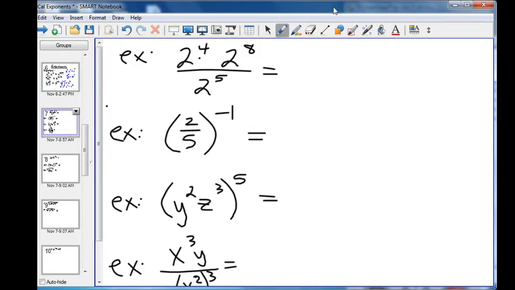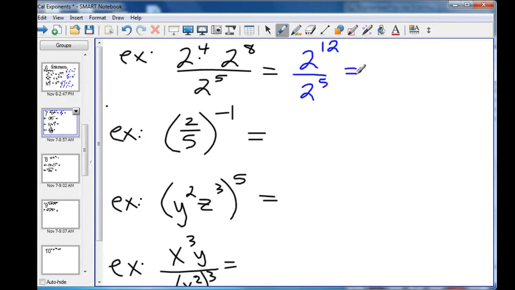Now let's actually apply those to some real problems. Let's say we have 2 to the 4th times 2 to the 8th over 2 to the 5th. Well, I'm going to do this in a couple steps. First, we know up top, since we're multiplying, we can add those exponents together. 4 plus 8 is 12.